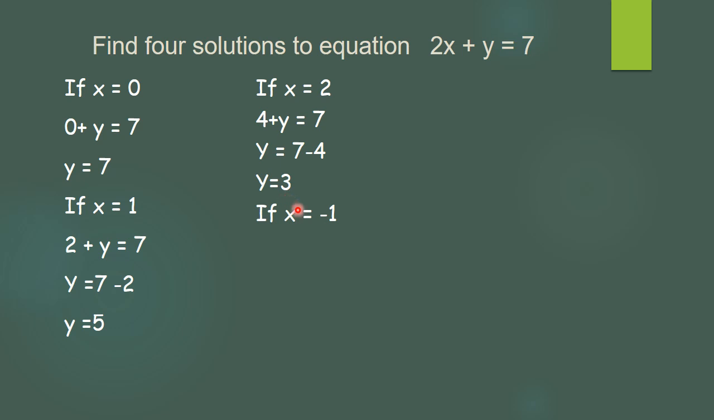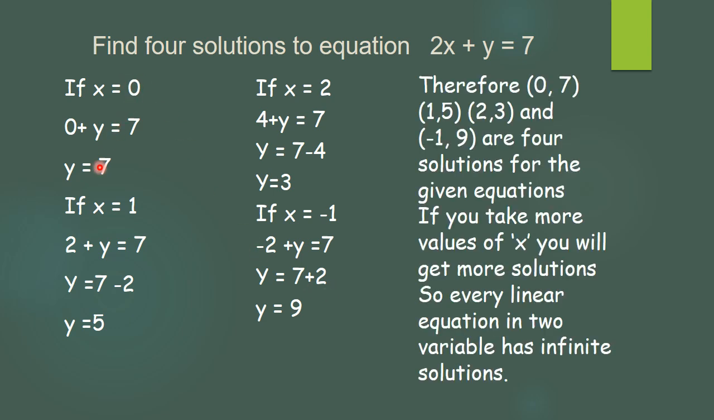Now I will take x as minus 1, because we can take negative values also, it is not necessary that it is always positive. So I have taken x is equal to minus 1. When we multiply 2 into minus 1 it becomes minus 2. So minus 2 plus y is 7, so y is equal to 7 plus 2, and y is equal to 9. So the solutions were 0 comma 7, then 1 comma 5, 2 comma 3, and minus 1 comma 9. These are the four solutions for the given equation.